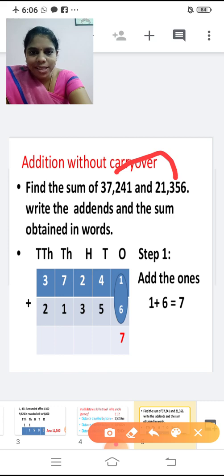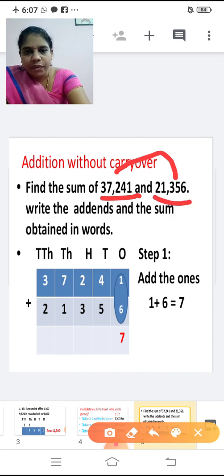First, take the number 37,241. Write 1 in the ones place, 4 in the tens place, 2 in the hundreds place, 7 in the thousands place, and 3 in the 10,000 place. Now take the second number, 21,356. Write 6 in the ones place, 5 in the tens place, 3 in the hundreds place, 1 in the thousands place, and 2 in the 10,000 place.